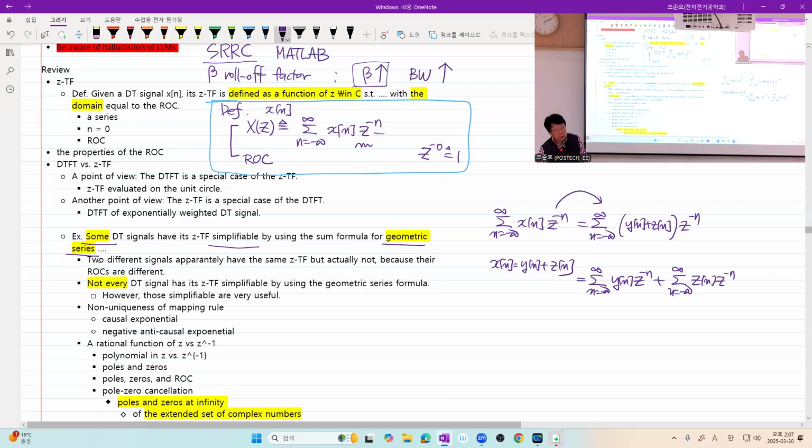From here to there, it's okay. But from here to there, you must be careful. This is very important.